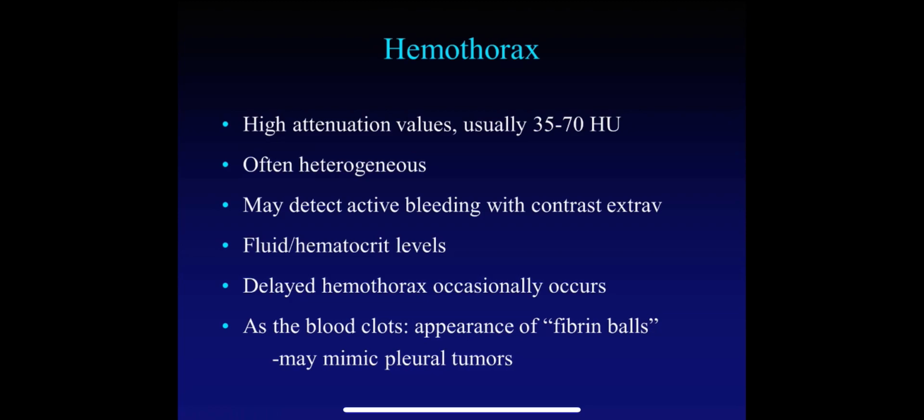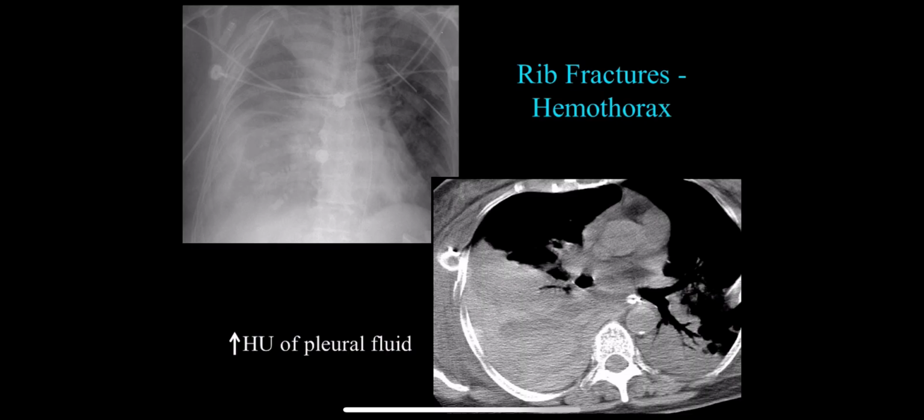And as the blood clots in a hemothorax, we may get an appearance of so-called fibrin balls, and this may mimic pleural tumors on occasion. So here's a classic case, somebody with multiple rib fractures, and we see this very heterogeneous right pleural fluid collection with low and high attenuation pleural fluid, very classic for a large hemothorax.